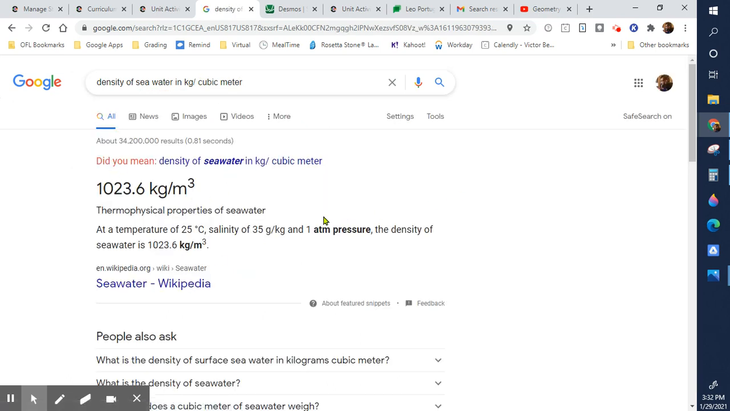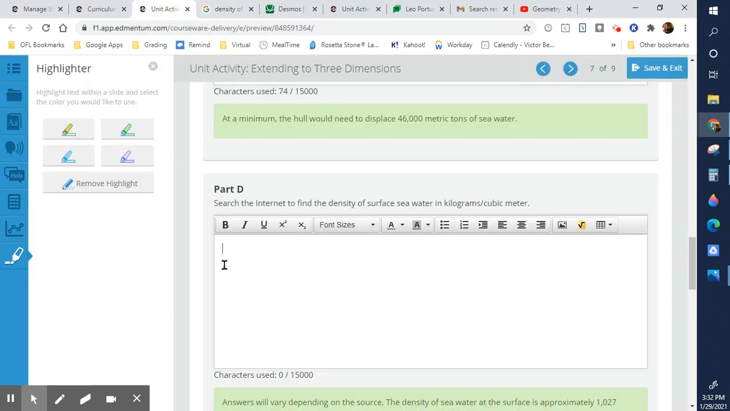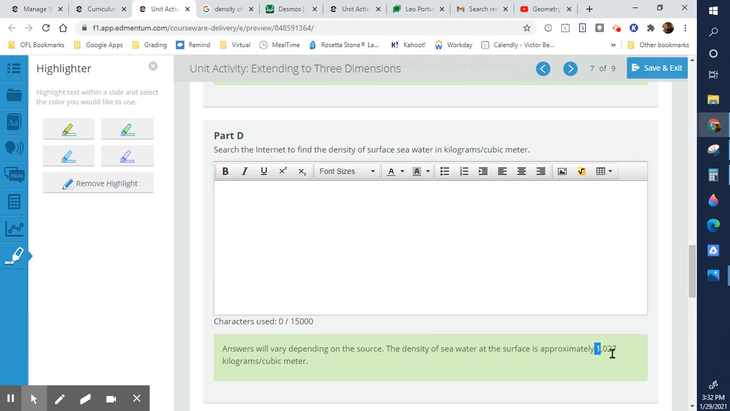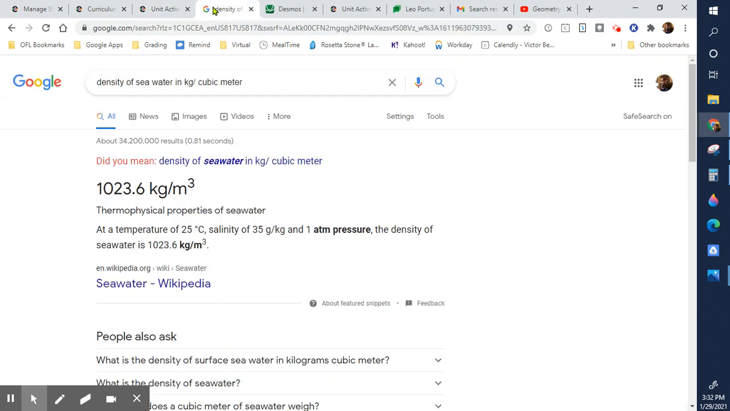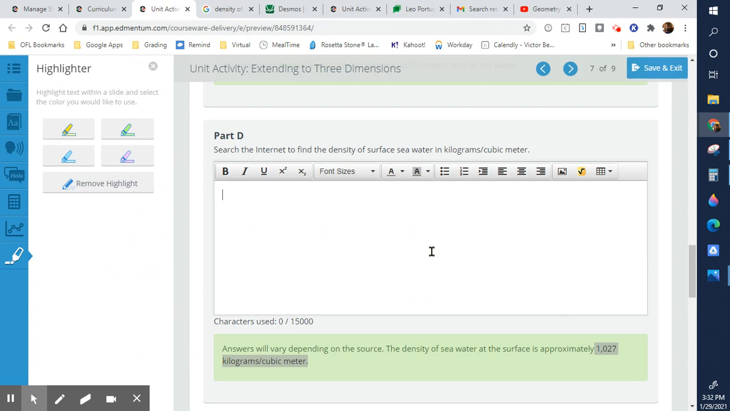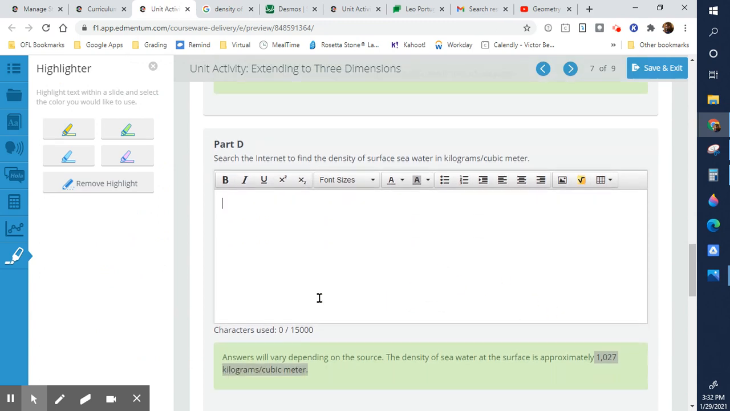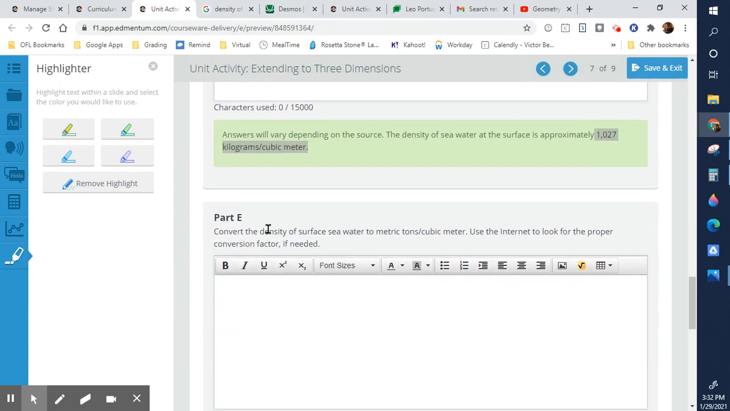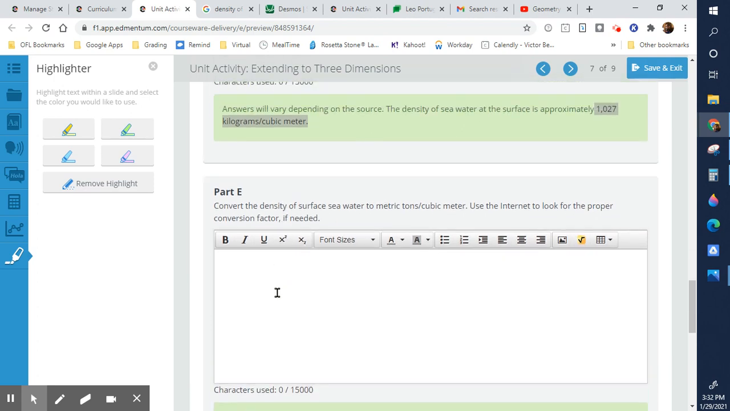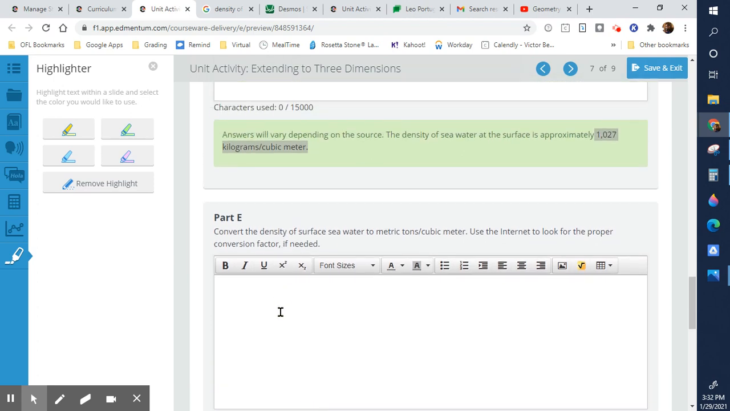So we're going to get 1,200.6 kilograms per cubic meter. All right, cool. So that's actually exactly what they got. Well, not exactly. There's some differences there. So it is going to vary. Now, here's the thing. We need to convert the density of seawater to metric tons per cubic meter. Well, luckily we already have it there. So what we need to do is take this number, the number they got.